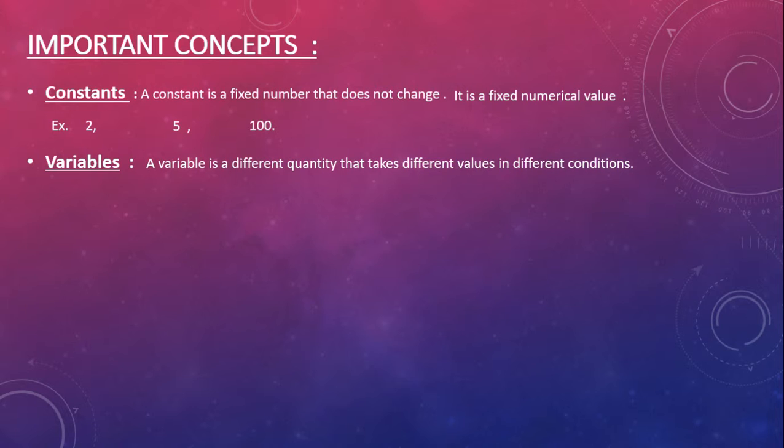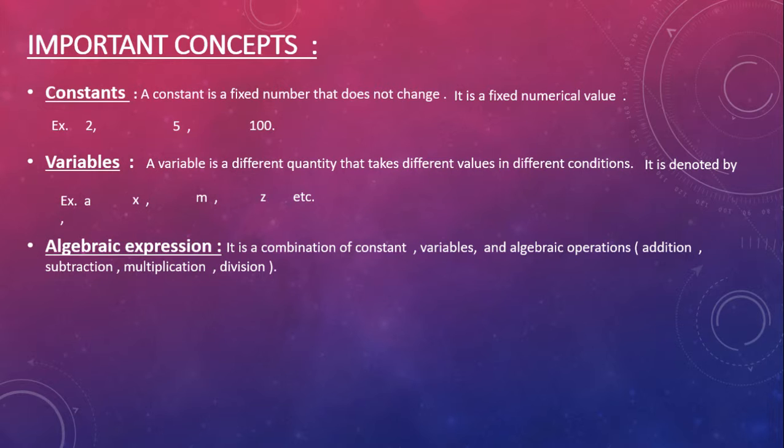The next concept is variables. A variable is a quantity that takes different values in different conditions. It is denoted by small letters a, x, m, z, t, etc. in the English alphabet. Our next concept is algebraic expression.